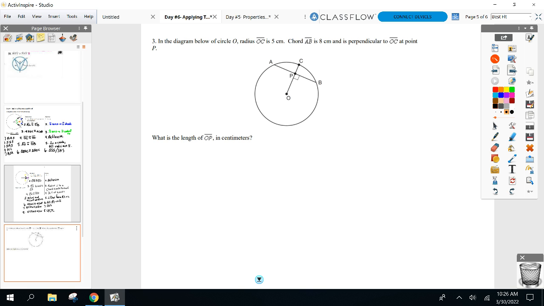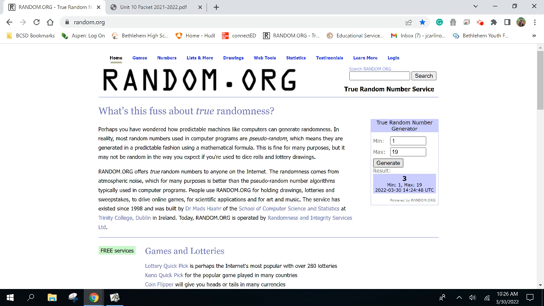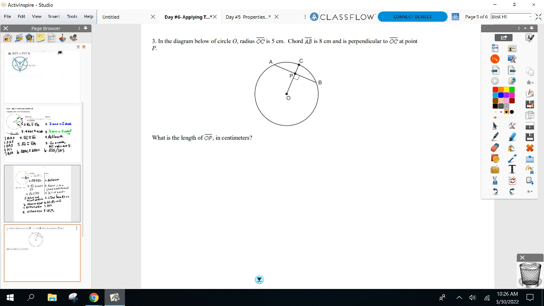Go ahead, read through. We've got radius OC is 5, chord AB is 8, and it's perpendicular. What's the length of OP? All right, anything you know is happening here? Based on some of our facts from yesterday, what do you see happening in this diagram? Any of the facts being used here?